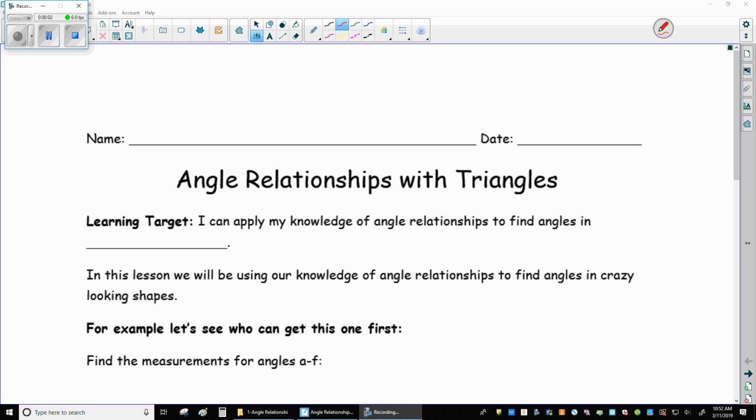All right, guys, quick lesson on some more angles with some shapes like triangles and things like that. Our learning target for today is that I can apply my knowledge of angle relationships to find angles in triangles. Didn't spell triangles right, but that's okay.